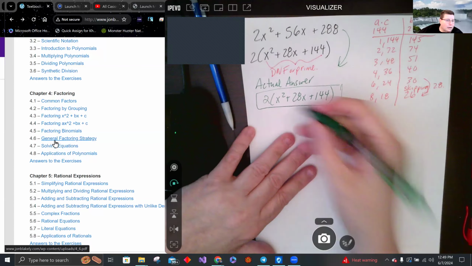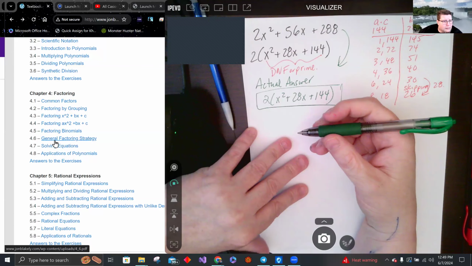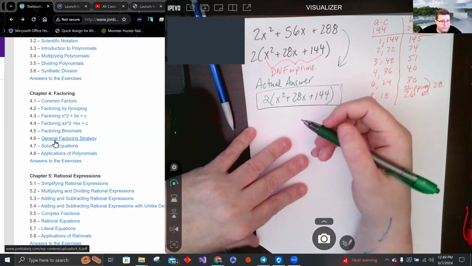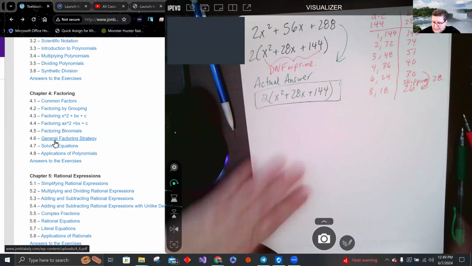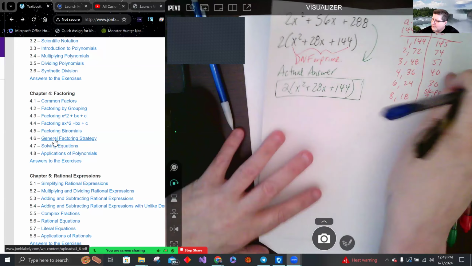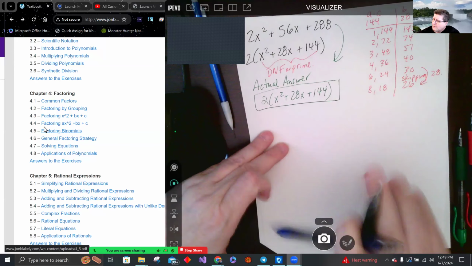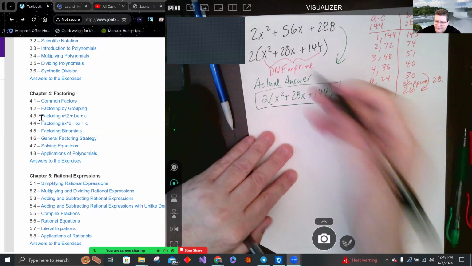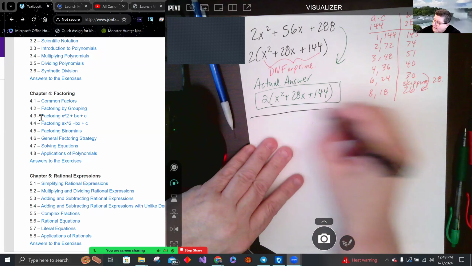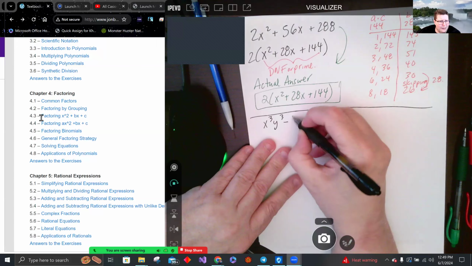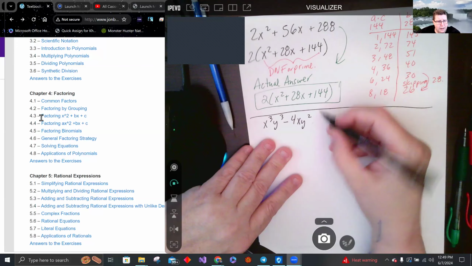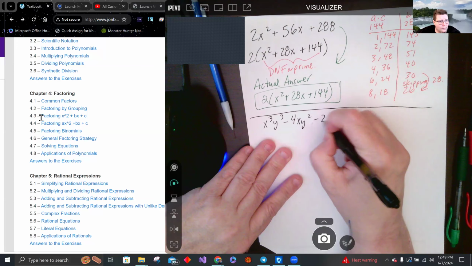All right. Now let's do a complicated one. I don't know if the homework's going to have something like this, but it's worth seeing because it's a little more complicated. I'm going to have x squared y cubed minus 4xy squared minus 21y.